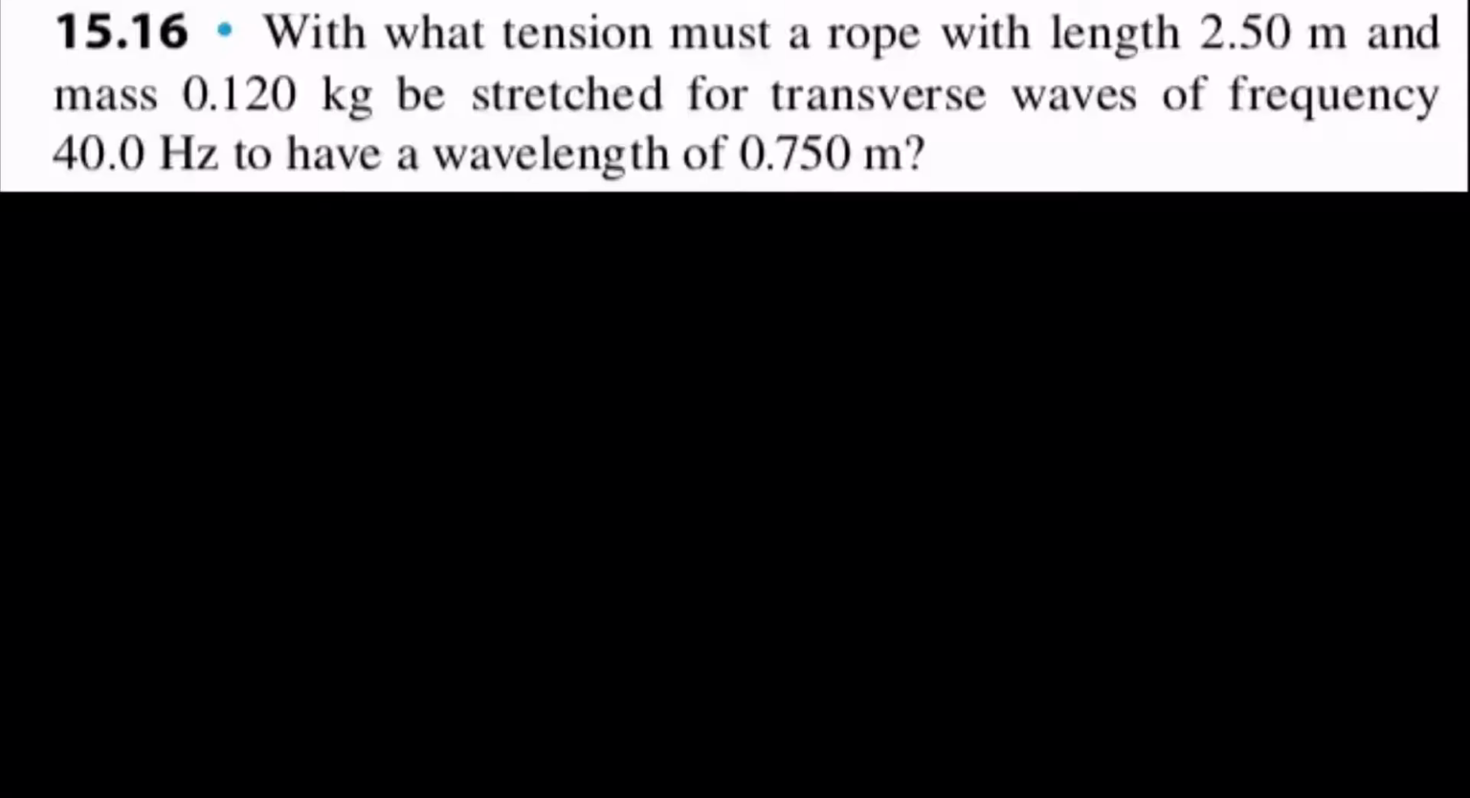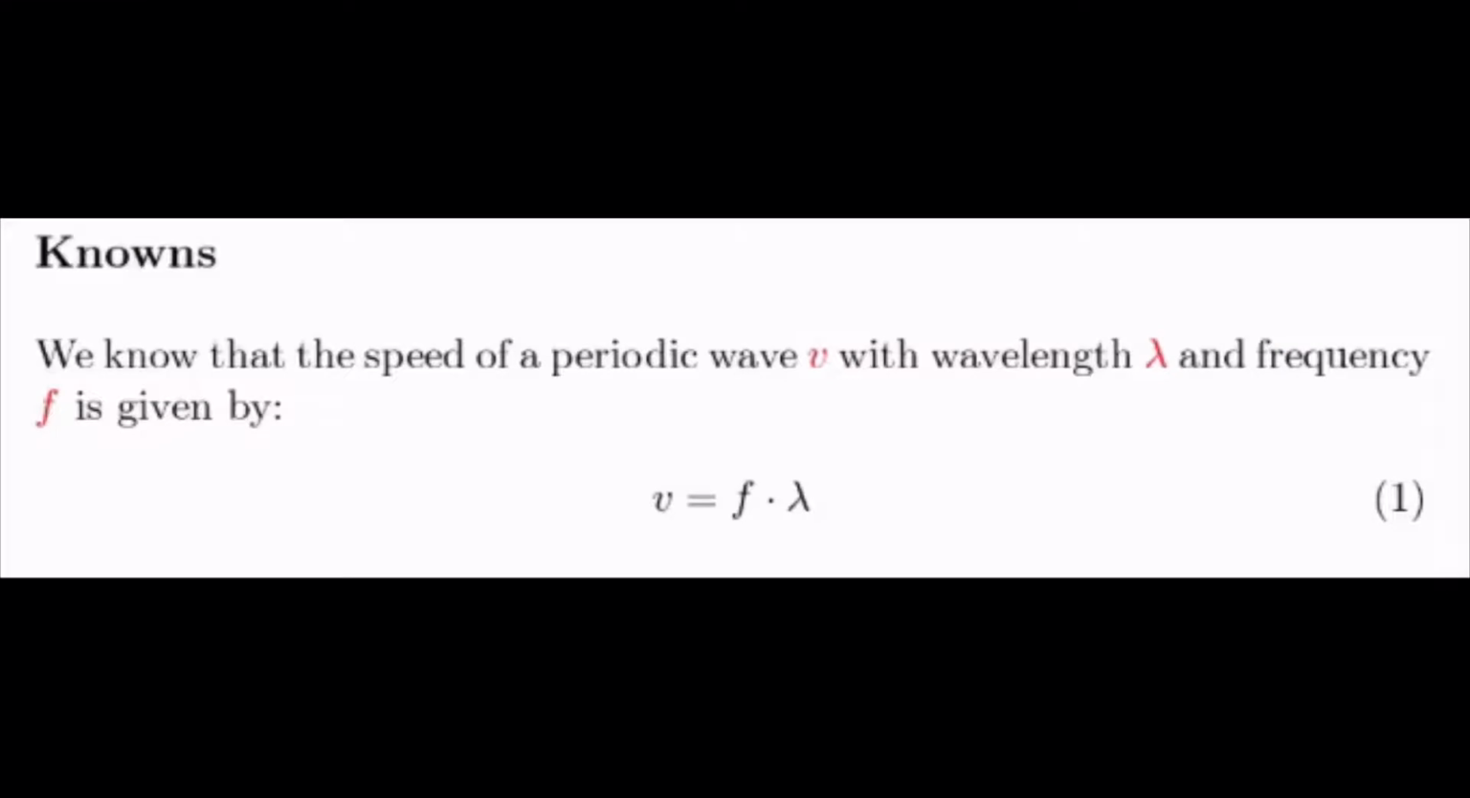Now, for our second question, we are asked what tension must the rope with a length of 2.5 meters and a mass of 0.120 kg be stretched for transverse waves of frequency of 40 Hz to have a wavelength of 0.75 meters. We would again use the same formula since we know that the speed of a periodic wave with wavelength and frequency is given by v equals f times lambda.